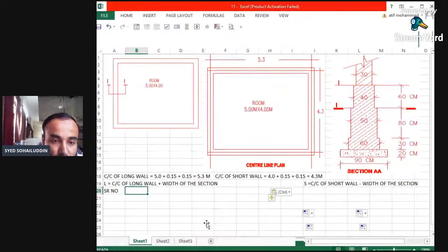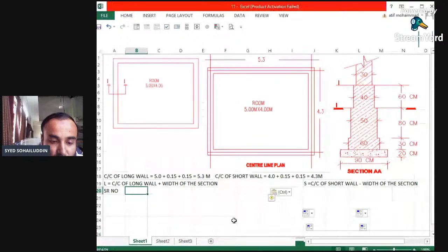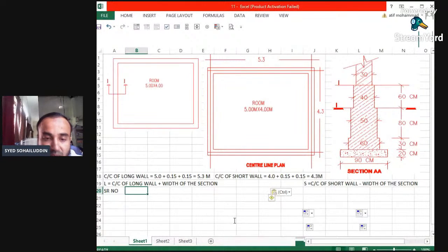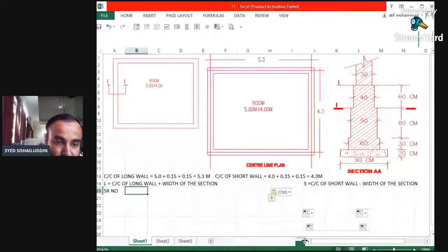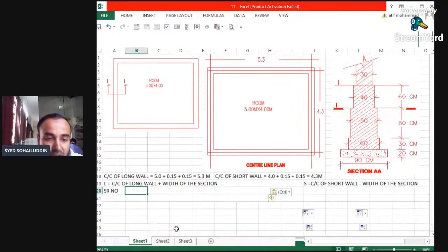How many long walls? Two. What is the length of the long wall for UCR? 5.9 meters. What is the width of UCR for the first step? It is 60 centimeters, so 0.6 meters. What is the depth of the UCR first step? That is 30 centimeters, as mentioned in the section, so 0.3 meters. It will be 2.124.